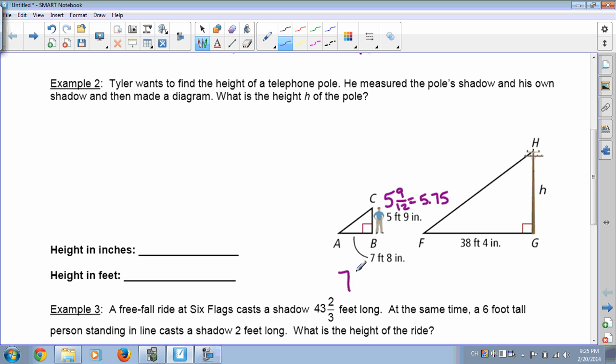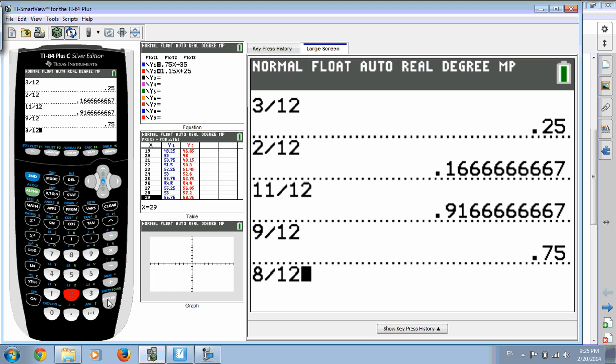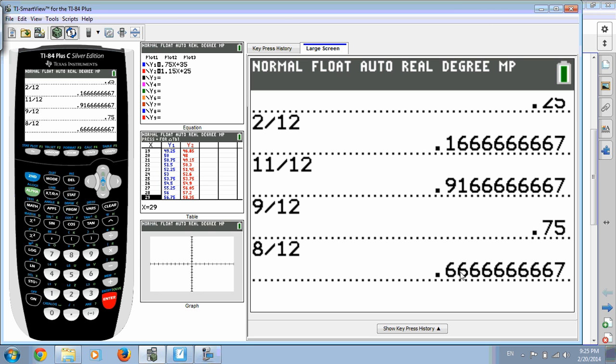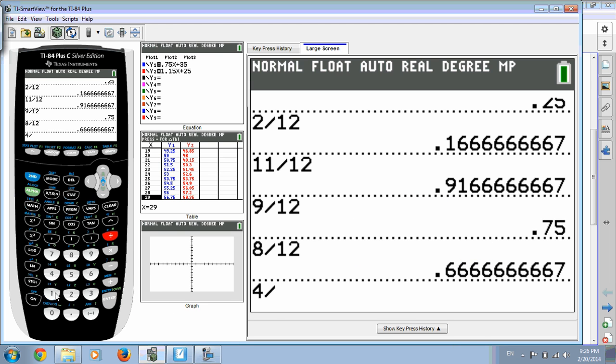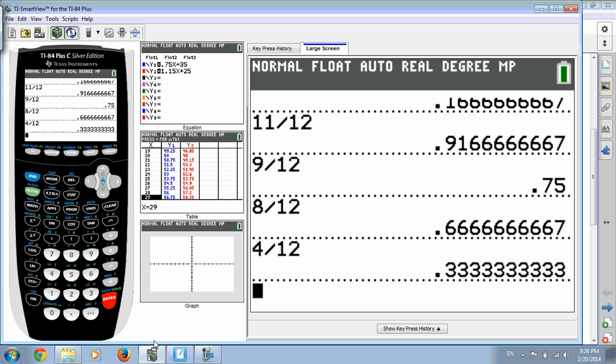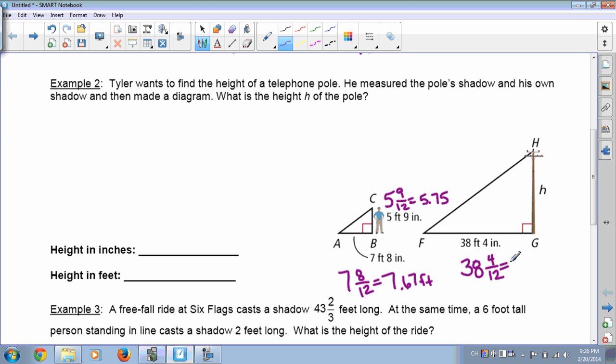7 feet 8 inches, so 7 feet and 8 out of 12 inches, so 8/12. 8 divided by 12, and our calculator shows 0.6 repeating, and we're going to go ahead and round this to 0.67. So 7.67 feet. Okay, and the length of the shadow of the telephone pole is 38 feet and 4 out of 12. And when we put that in our calculator, 4 divided by 12 is 1/3, which is 0.3 repeating. So it does not round up, so 0.33 would be our decimal here. So 38.33.